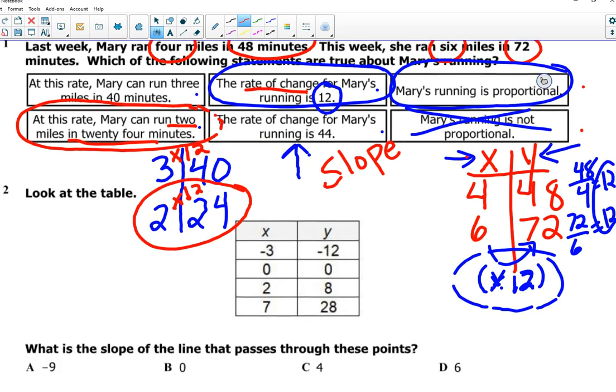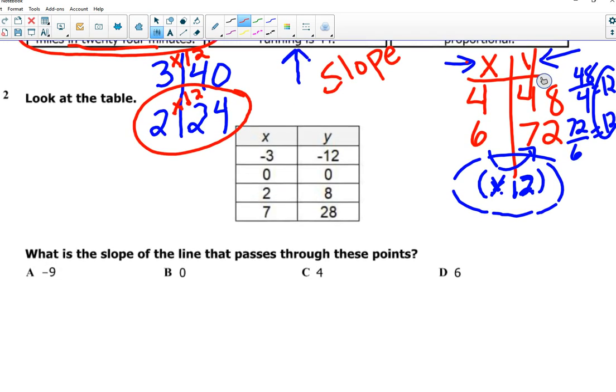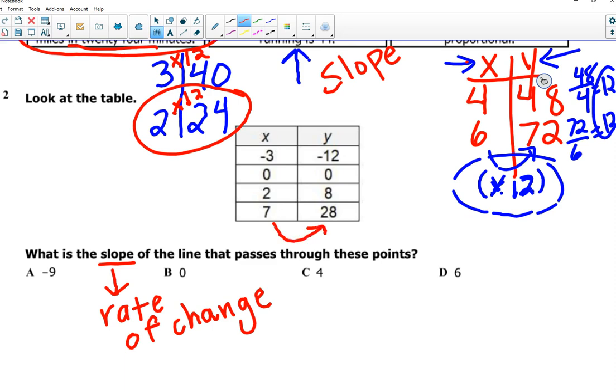All right, let's look at the next one. We have a table. And in the table, we're finding the slope. So the slope is also known as the rate of change. So the rate of change is going to be the number that I multiply x by to get y. Okay, if it's slope, we know that there's something that you do to x to get y. Okay, so what do I do to negative 3 to get negative 12? What do I do to 0 to get 0? 2 to get 8, 7 to get 28. What number do I multiply by x to get y?